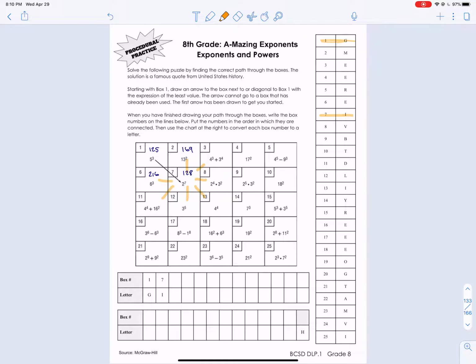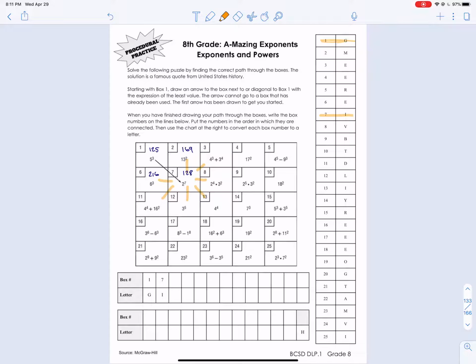So what I would do is go through and evaluate, writing the actual value for each of these boxes. Some of them are subtraction or addition, so be careful and make sure you're following order of operations. Go through and do that, and then it's going to be really easy to see where this maze is going to go. If you need to, you could even put an X through the ones that we've already used, just to make sure you're not using those again.